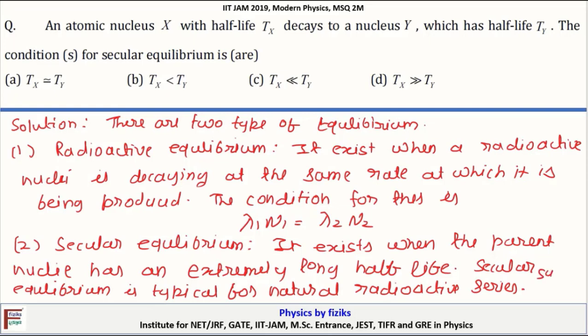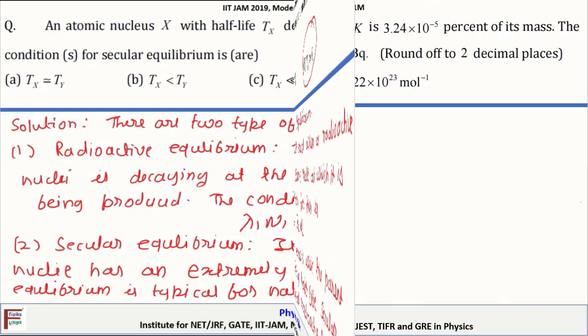Such as thorium and uranium. So, for natural series, we would be having secular equilibrium, and for radioactive series, we would be having radioactive equilibrium. So, the condition for secular equilibrium is parent nuclei has much larger half-life, which is given in option D. Thus, option D is our correct answer for this problem.